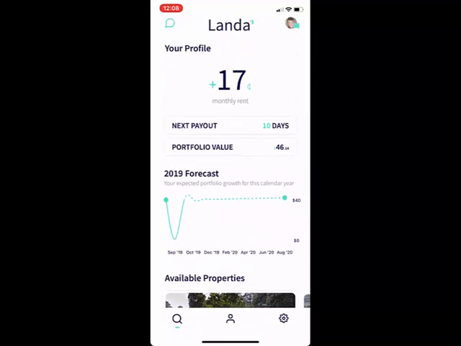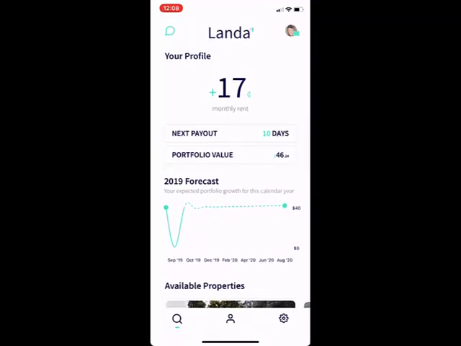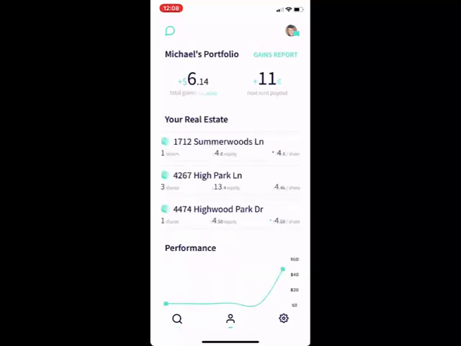In terms of my experience, it's been very positive. As I said, their customer support is phenomenal. If you've ever tried to deal with Robinhood or some of the other online brokers, they're not great. Robinhood in particular is very bad, but Landa seems to be very on top of it, and they're very, very, very new. So keep that in mind.